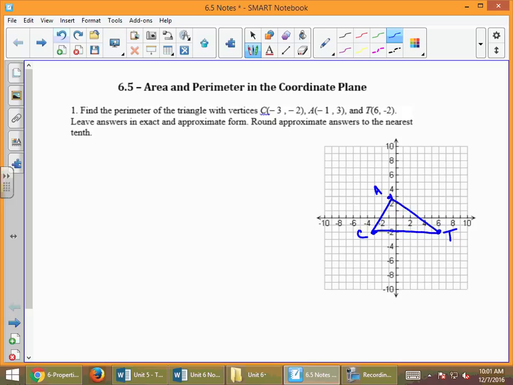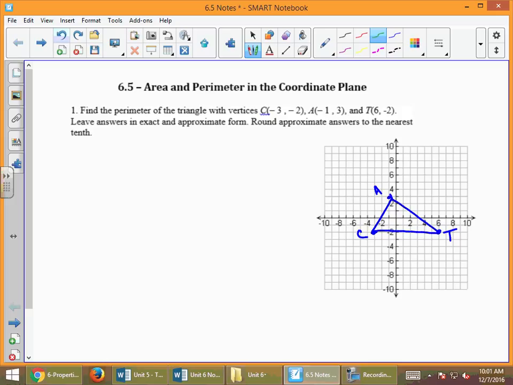Well, how do you find the perimeter of any shape? What do you have to do with all the sides? Add them up. But in order to be able to add the sides up, we have to know how long they are. We have to find the distance of all 3 sides and then add them up. These nice flat lines that are either vertical or horizontal are super easy to find their distance. All we have to do is what?